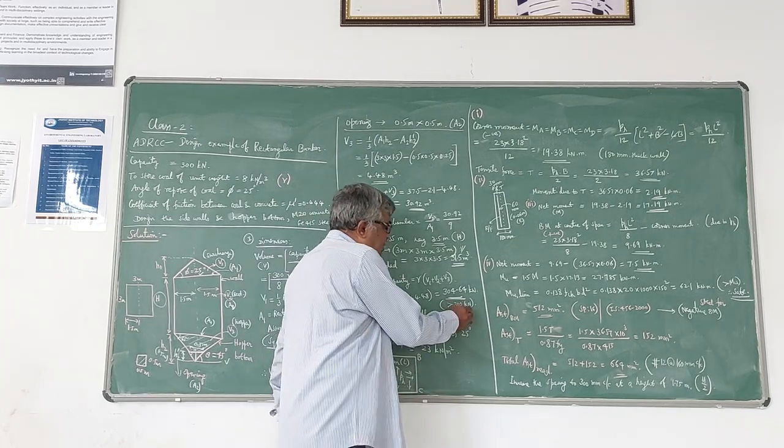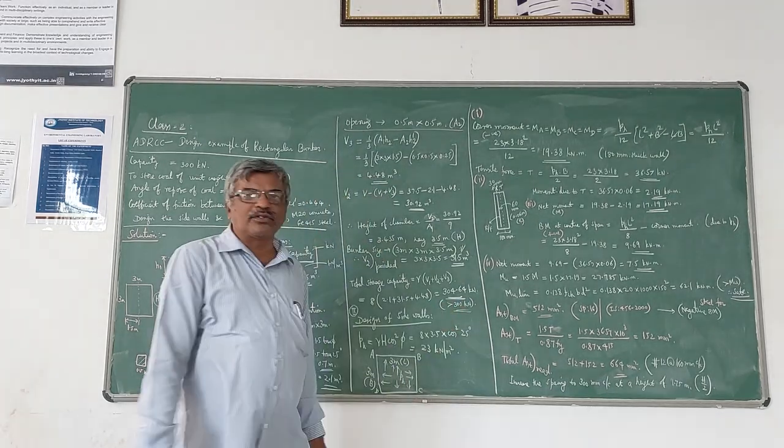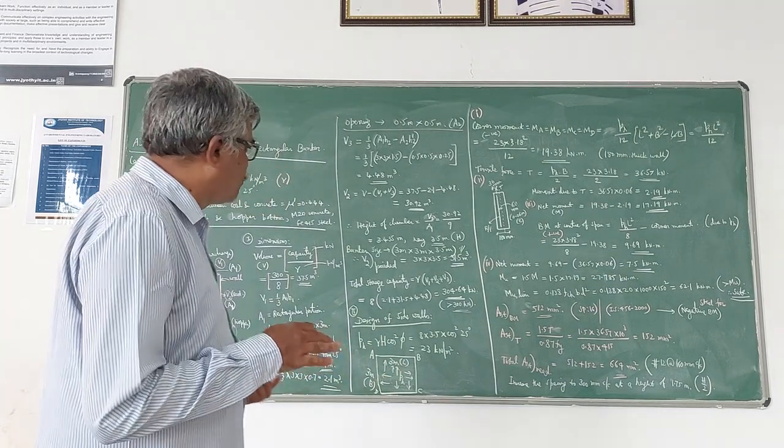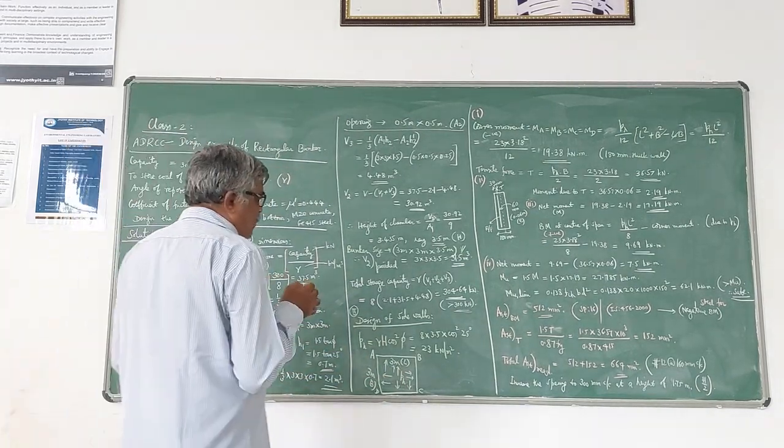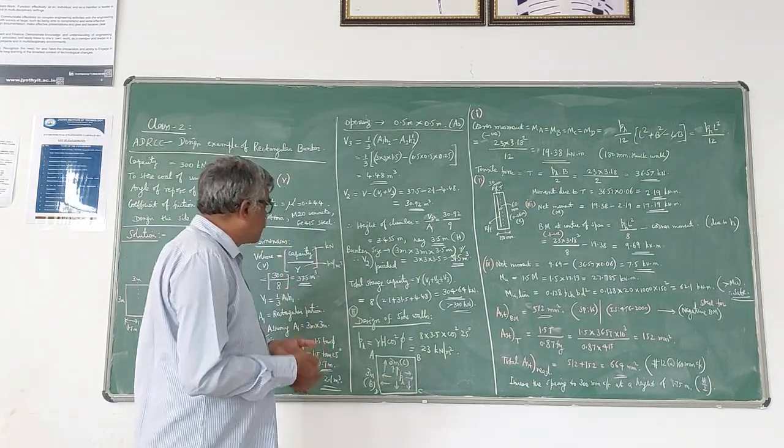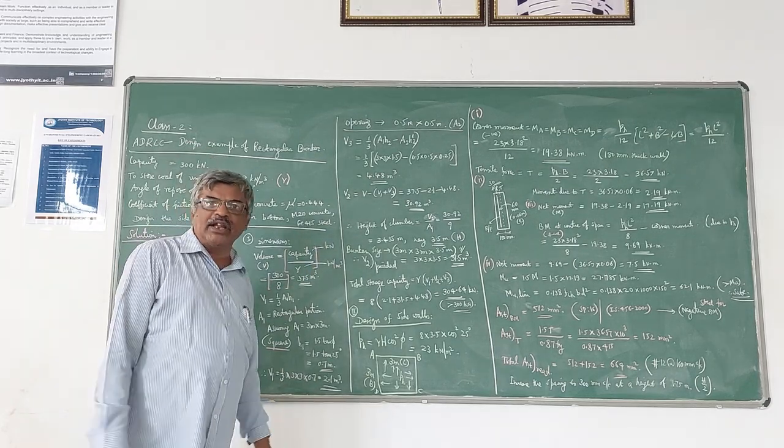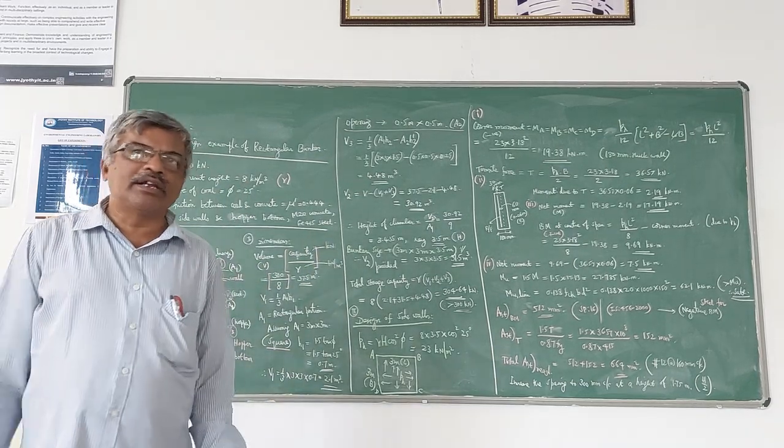So he has given that we have to design for 300 kilonewton, but we have got 304 now. So it is safe. Slightly more you can store. So this is the first part. Fixing the dimensions of the bunker is the first part.